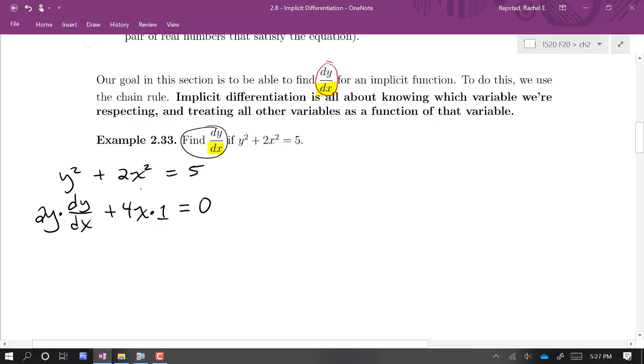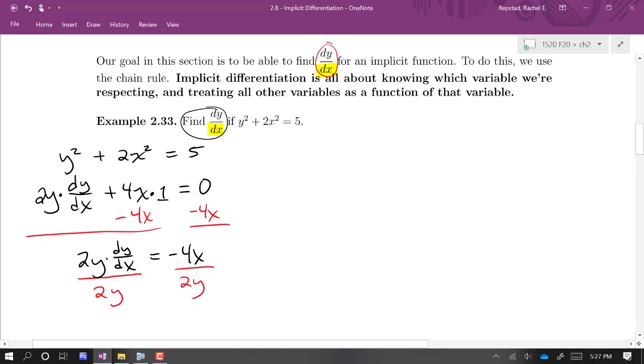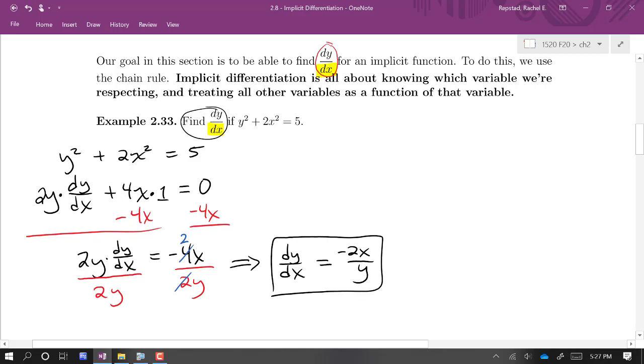I'm going to subtract 4x from both sides. So now we have 2y dy dx is equal to negative 4x. And to solve for dy dx, we just need to divide both sides by 2y. So dy dx is negative 4x over 2y. We could actually reduce, I guess. 2 goes into 4 twice. So negative 2x over y. There's dy dx.